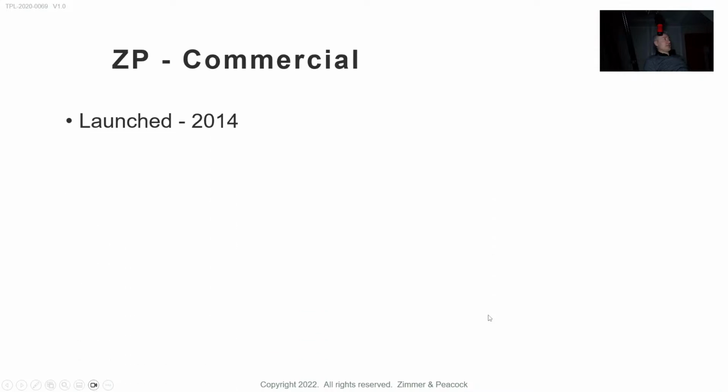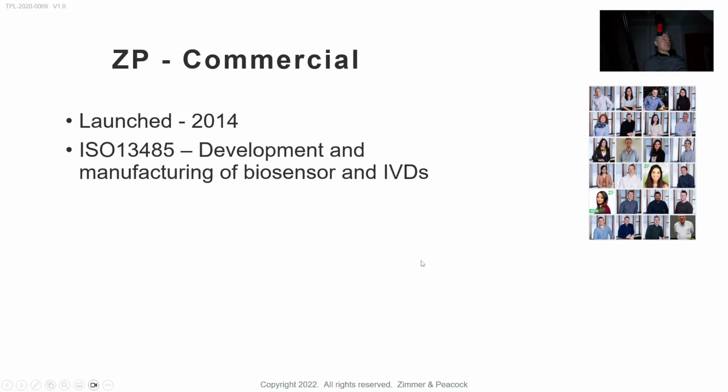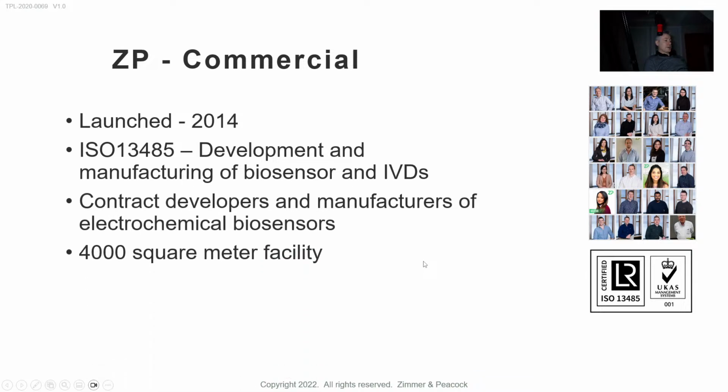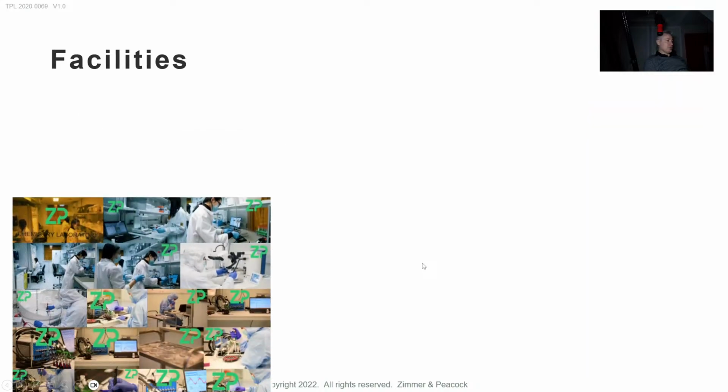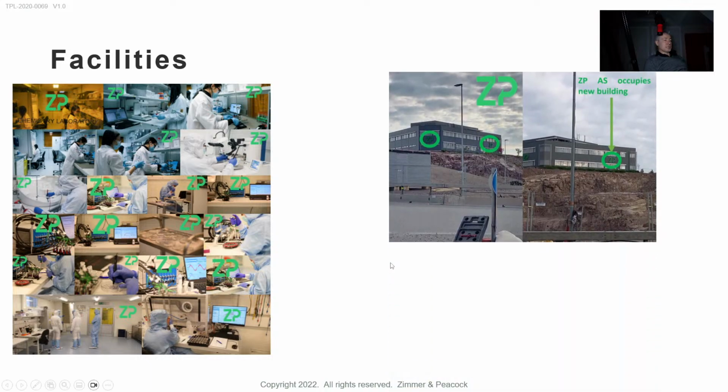So ZP, I've been making glucose sensors for 23 years. I also did so in California, doing CGMs, and then we launched ZP in 2014. We are ISO 13485 certified for the development and manufacture of electrochemical biosensors, including CGM, and that's what we do. We have a large-ish facility, and we're in Norway and UK. This is our facility. It's not the kind of standard labs. No, these are clean room facilities where we do clean room manufacturing.